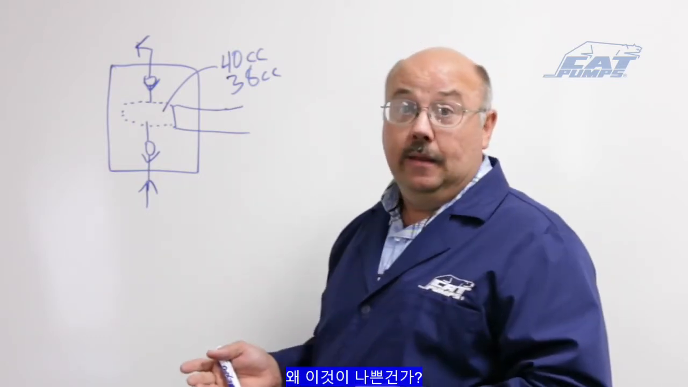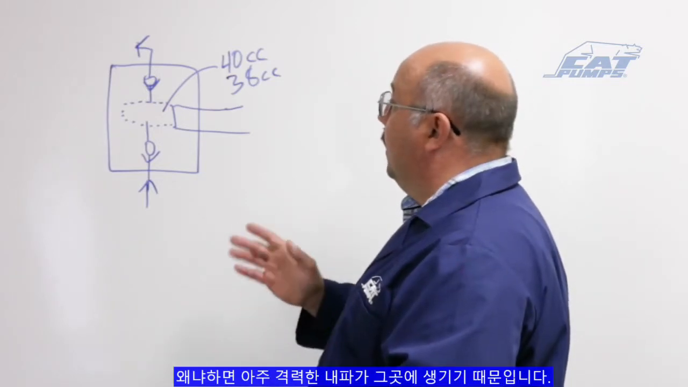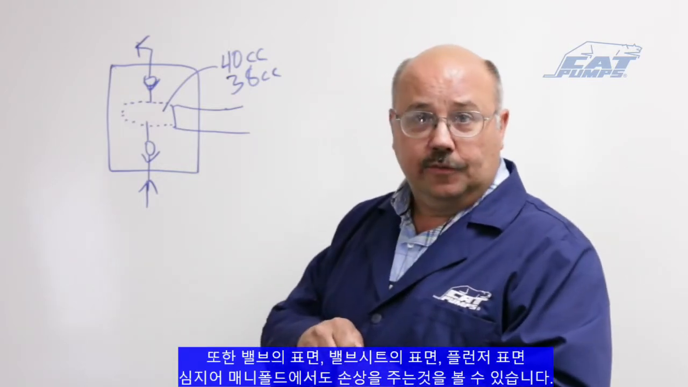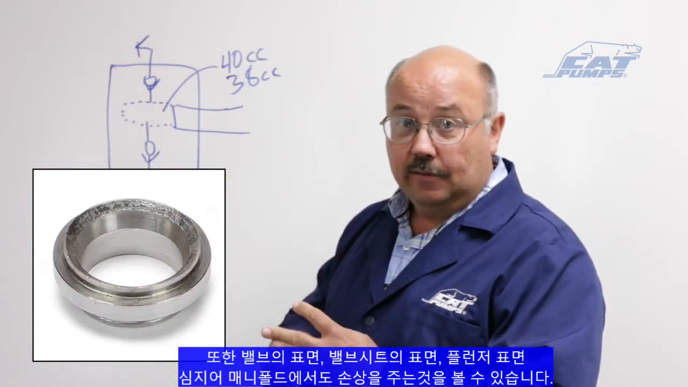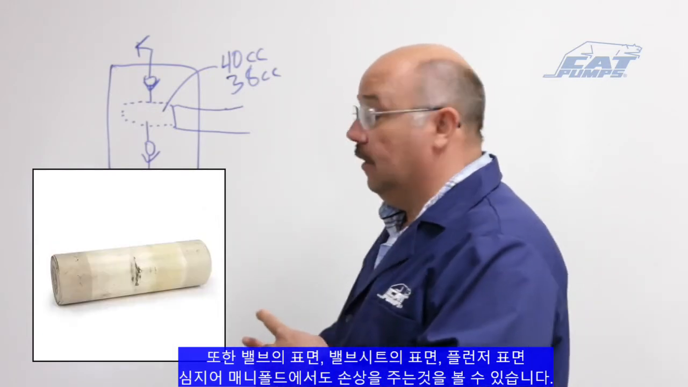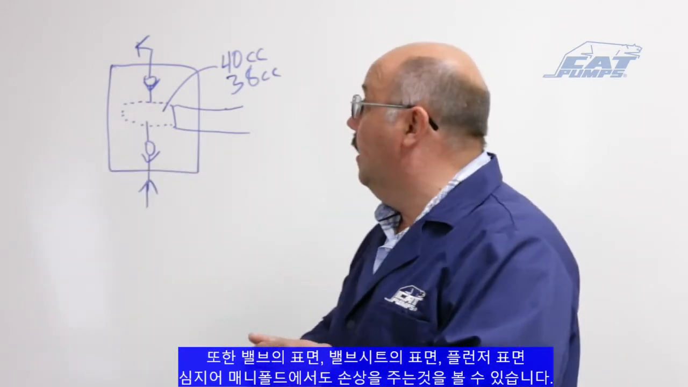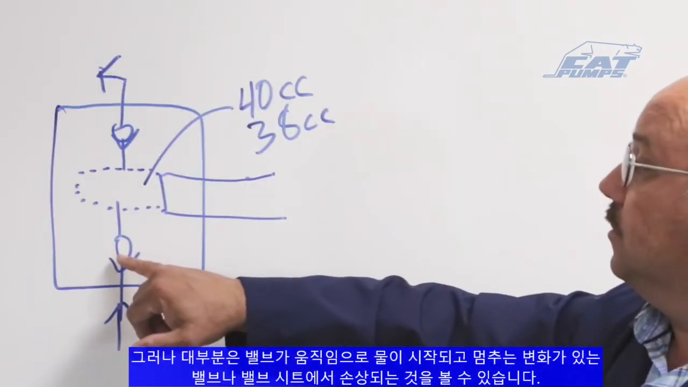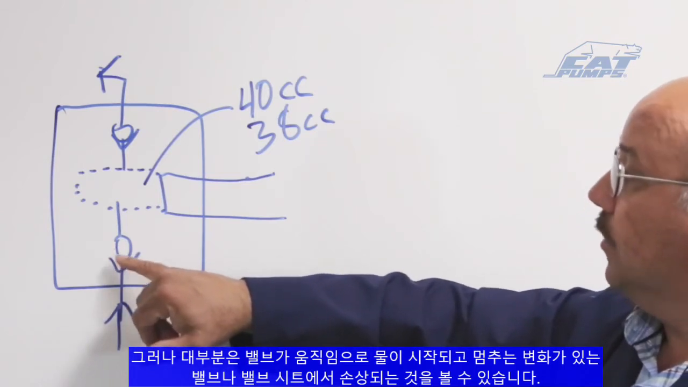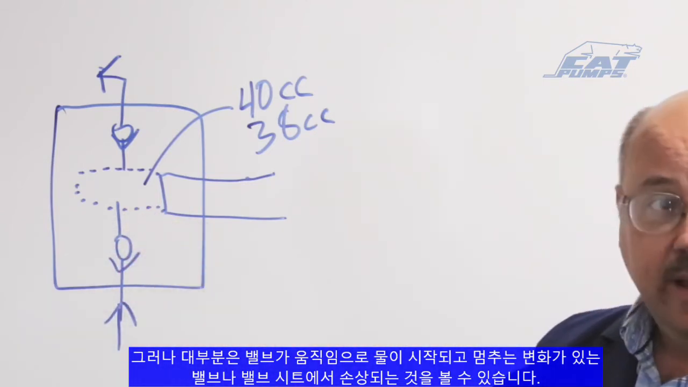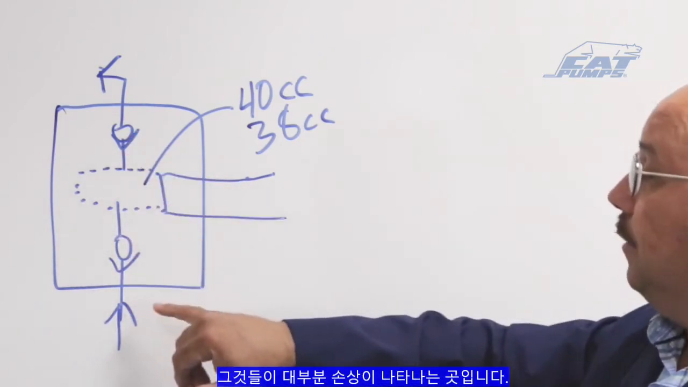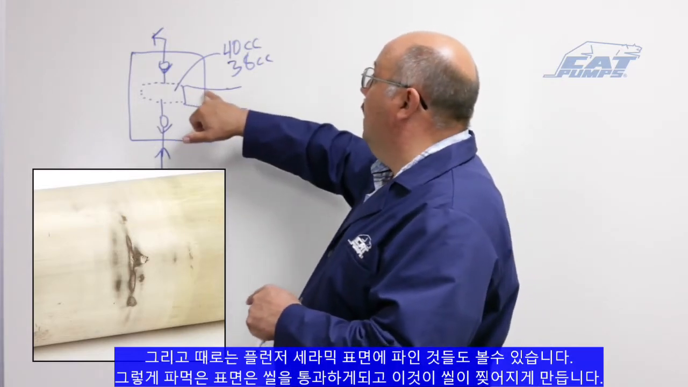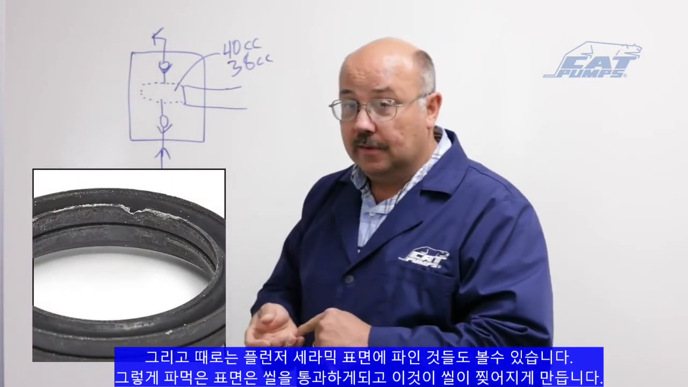Now, why is this bad? Because those implosions are very violent in there, and they will attack the surfaces of the valves, the valve seats, the plunger, even the manifold surfaces sometimes. But most of the time you see it in the valves and valve seats, where the water is starting and stopping as the valves are moving. Sometimes you also see pits in the ceramic surface of the plunger, and then those surfaces will ride across the seals and tear up the seals.